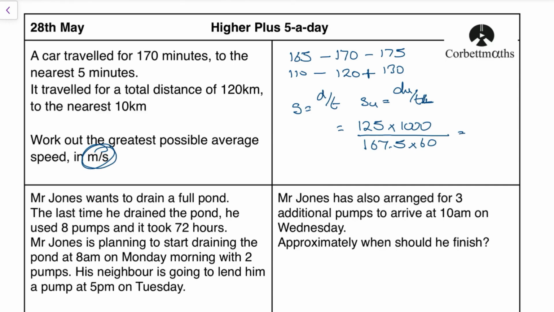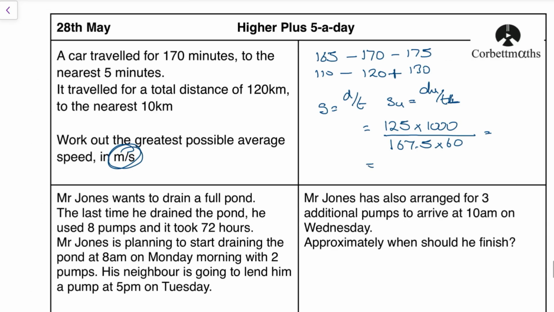So it's going to be a weird number, but let's get my calculator out, and that gives me 12.4378, etc. Now, because it doesn't tell me how many decimal places, I'm just going to write all of these out. So it's going to be 12.43781095 meters per second. Question done.